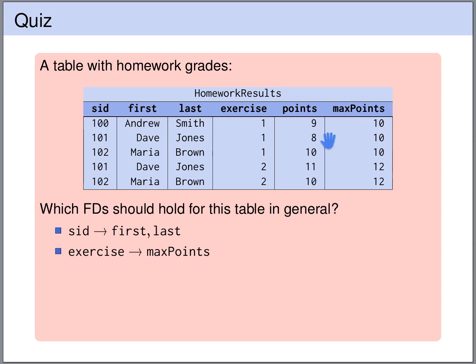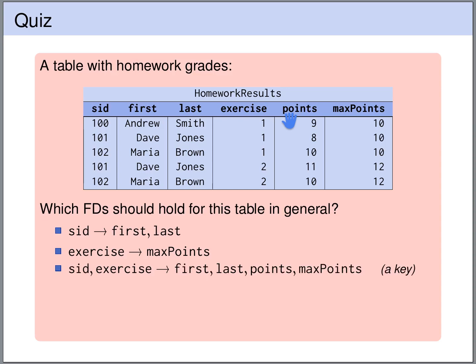And finally, if we have the combination of SID and the exercise, then we also know what the points are that the student has obtained. So the SID and the exercise together determine everything: the first name, the last name, the points and the maximum points. So the SID and the exercise together form a key for this table.